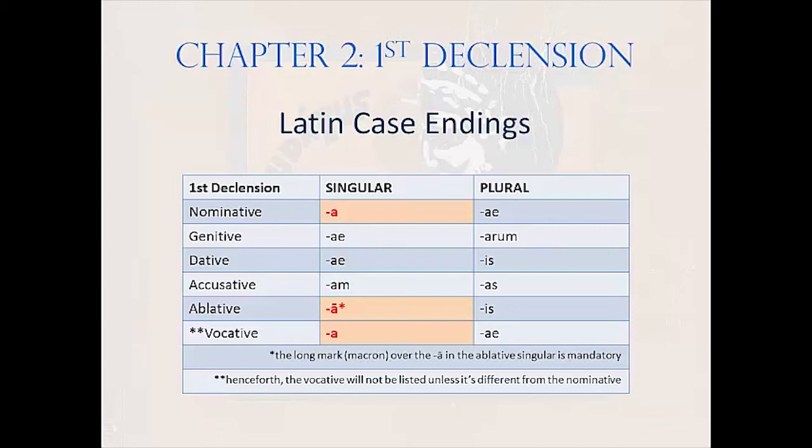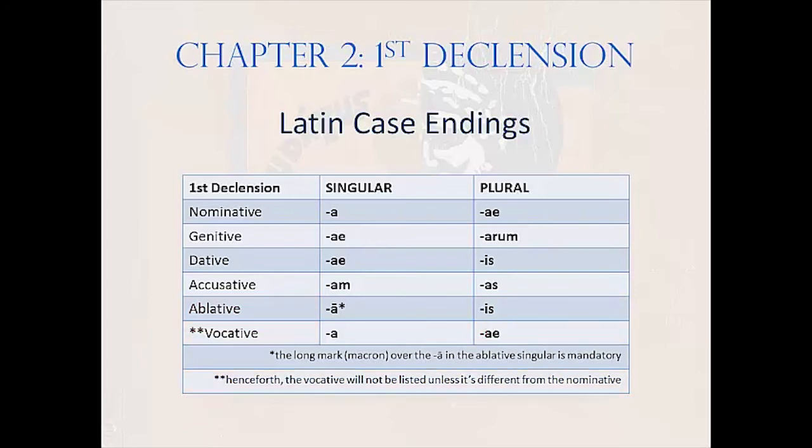Returning to the case endings, we did the singular. Let's look at the plural. The nominative plural ending is I, the genitive plural arum, the dative plural is, the accusative plural as, the ablative plural is, and the vocative plural I, just like the nominative.